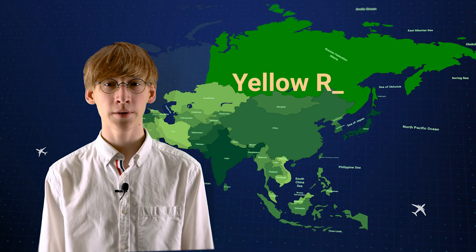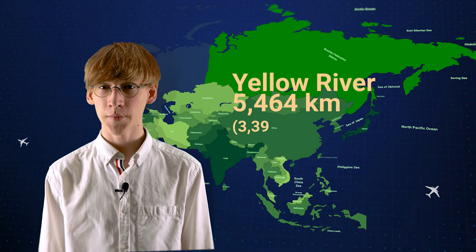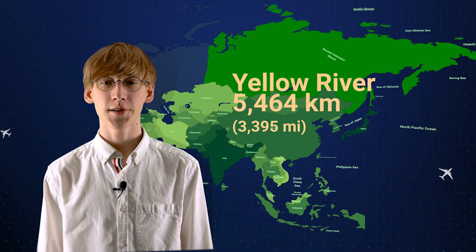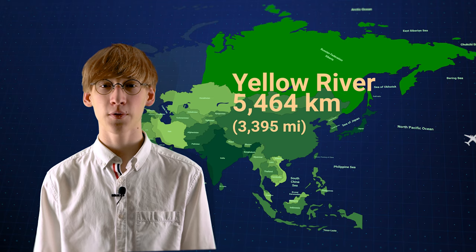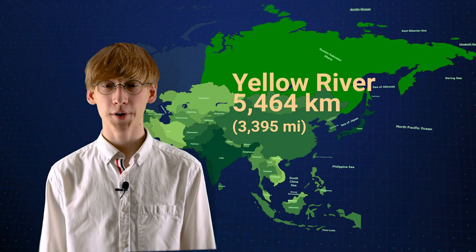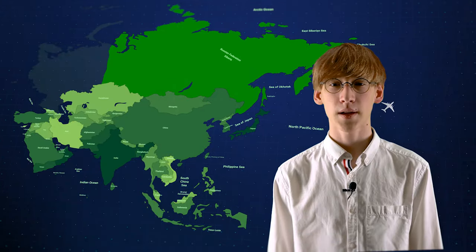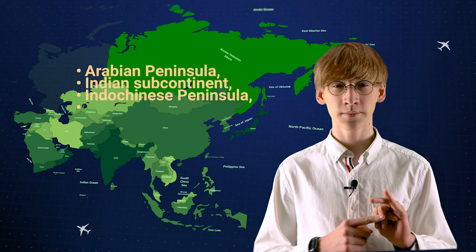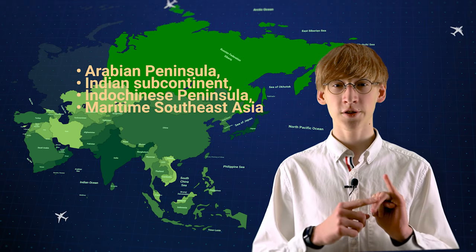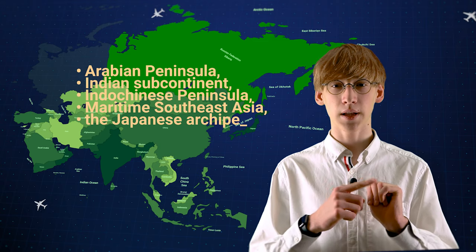The second longest river is the Yellow River, Huanghe, in eastern China, with a length of 5,464 kilometers. Major subregions: Arabian Peninsula, Indian Subcontinent, Indochinese Peninsula, Maritime Southeast Asia, the Japanese Archipelago.